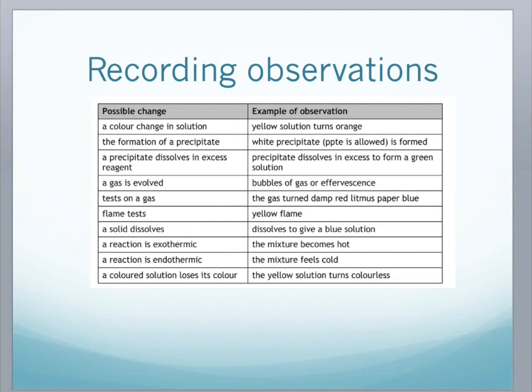Flame tests, again, I'll cover these. You need to make sure that you know these, and you can identify what anion or cation is responsible for the color of the flame. And also noticing if the reaction is exothermic or endothermic. So if it's exothermic, the test tube might become hot or warm, so make sure to notice that. Endothermic is obviously when the test tube becomes slightly cooler.